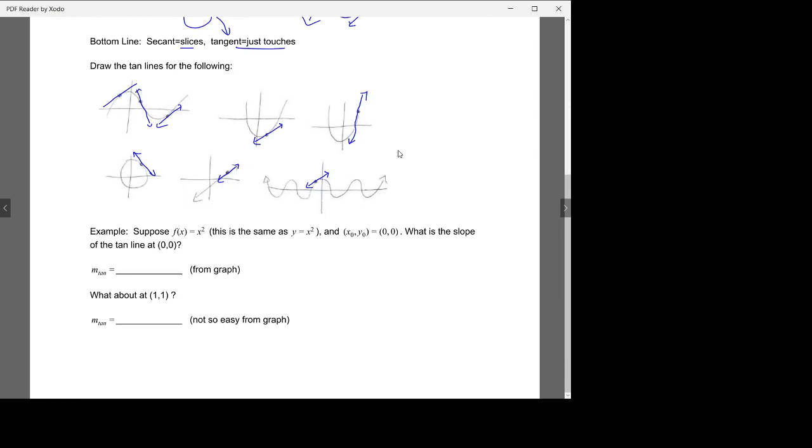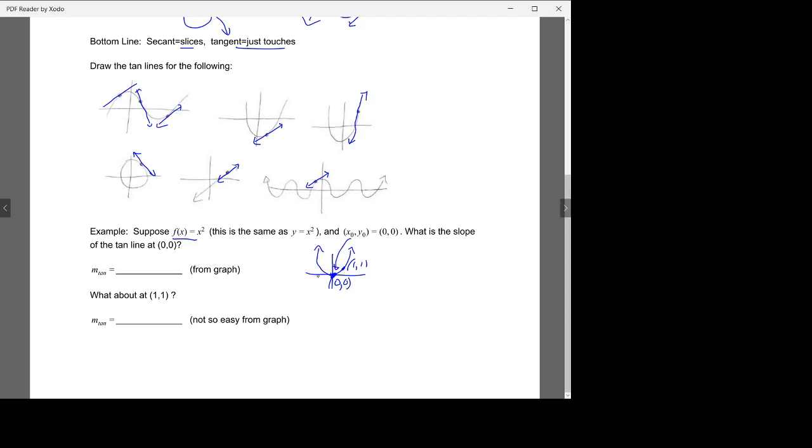All right, so y equals x squared, or f of x equals x squared. That's a function you should be familiar with. It looks kind of like this. It's a smile. It goes through (0, 0) and (1, 1). And let's say that we're interested in (x naught, y naught) equals (0, 0). So we're interested in this point right here. What's the slope of the tangent line?